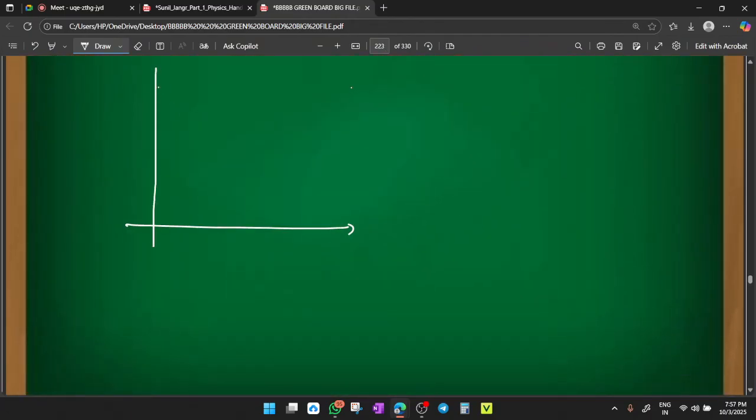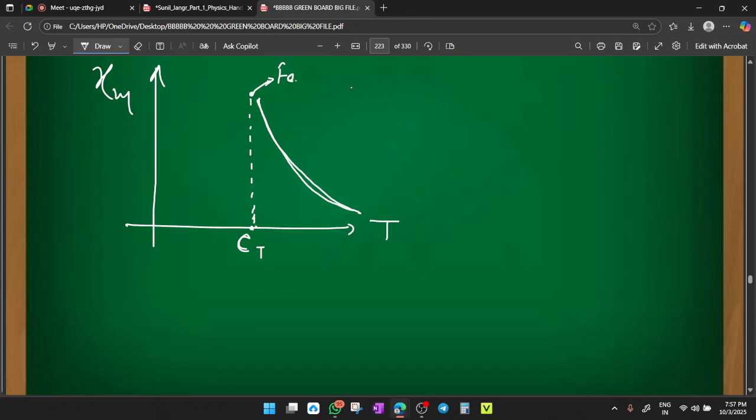See here, if I make the diagram of magnetic susceptibility chi m versus absolute temperature, up to the Curie temperature there is no particular variation of magnetic susceptibility. But after the Curie temperature, there is an exponential decay in the magnetic susceptibility. Before the Curie temperature, the material was ferromagnetic, but here it converts into paramagnetic.